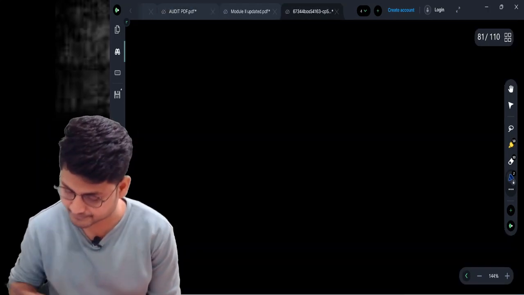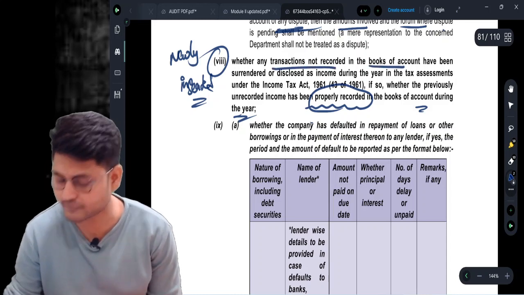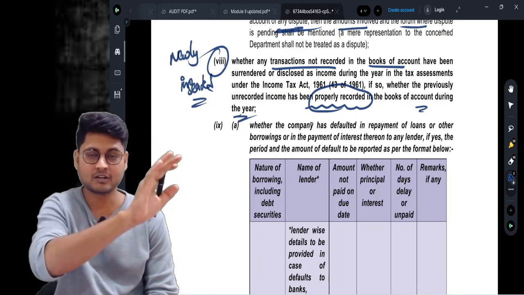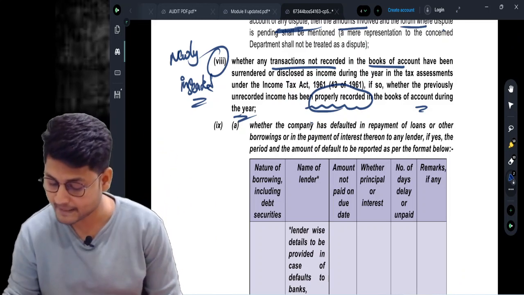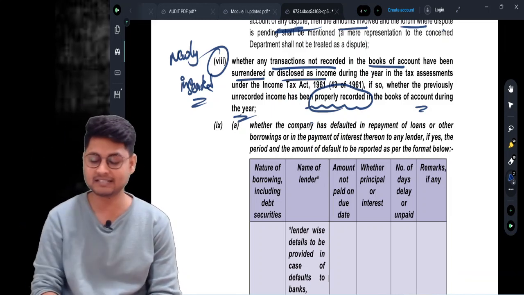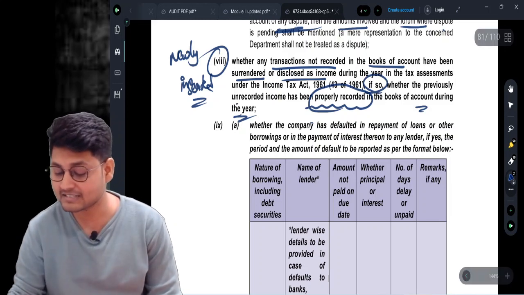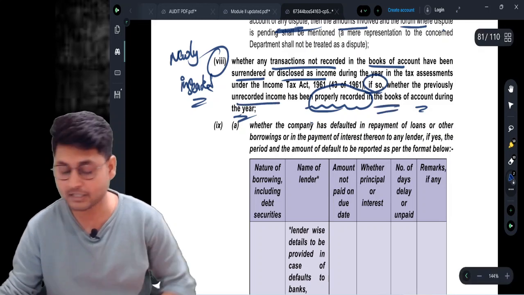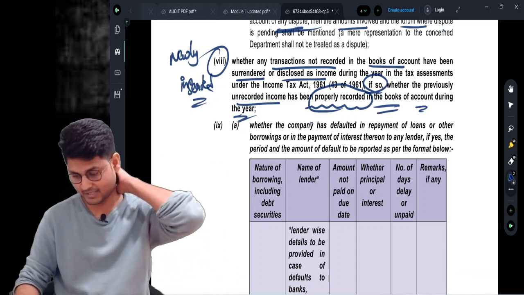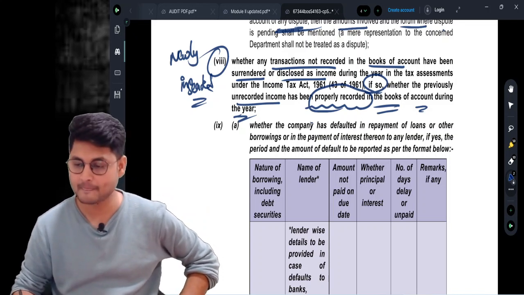Let us now read carefully. Whether any transactions not recorded in the books of accounts previously, because of which they did not disclose them as income in that financial year, have now been surrendered and disclosed as income during the year in the tax assessments. If so, you need to check whether the previously unrecorded income has been properly recorded in the books of accounts during the year or not. This is clause number 8.